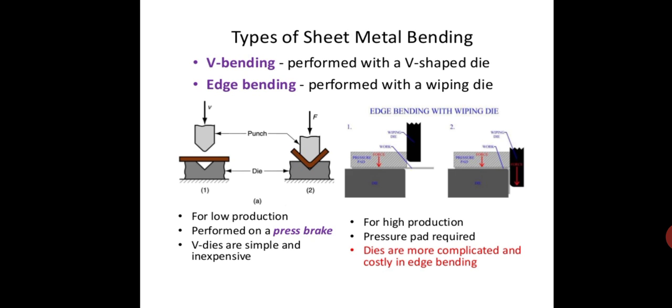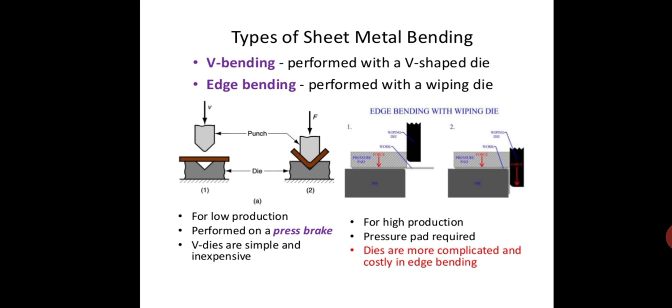Here are some of the types of sheet metal bending. The basic bending operations are V bending and edge bending. V bending is performed with a V-shaped die. The diagram shows the die is made in a V shape and the punch is also in the shape of a V. Between the punch and the die, the sheet metal is placed. The force is given to the punch gradually. The V bending operation is then done.